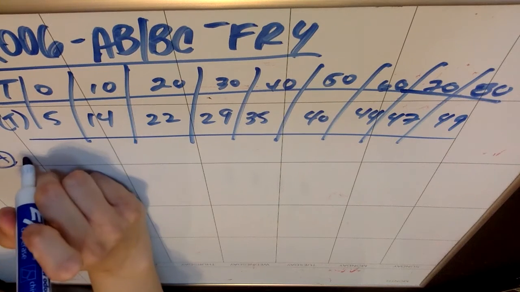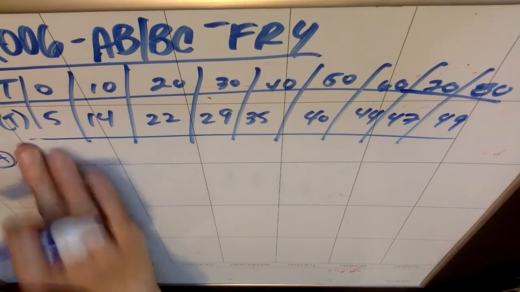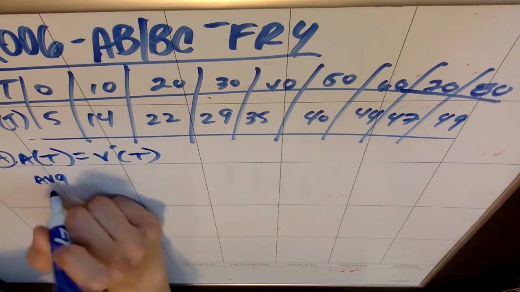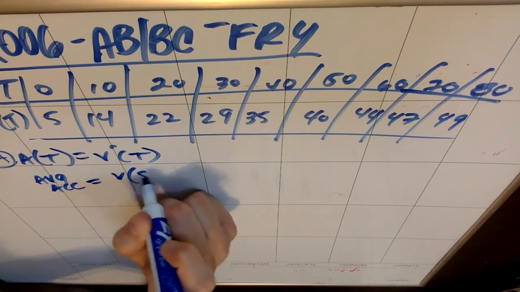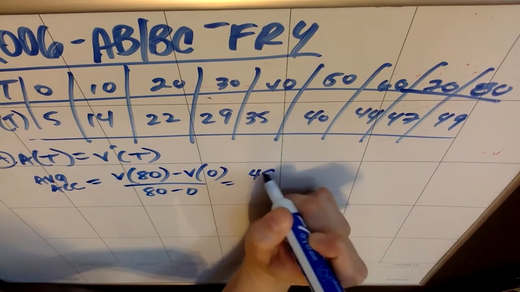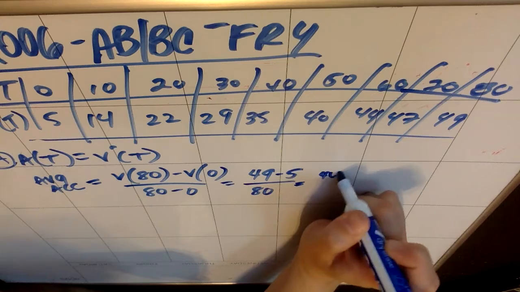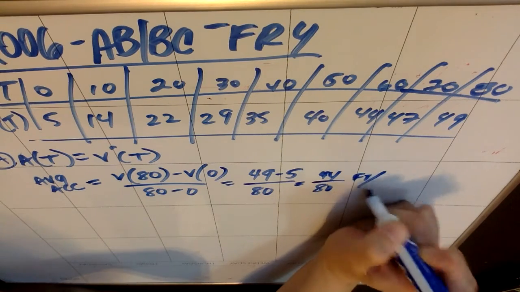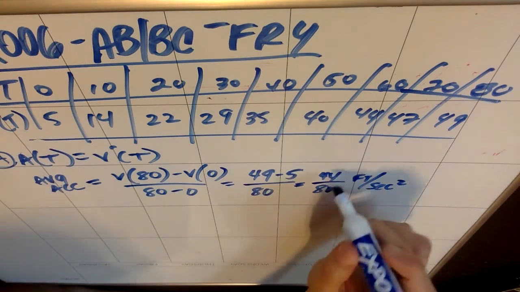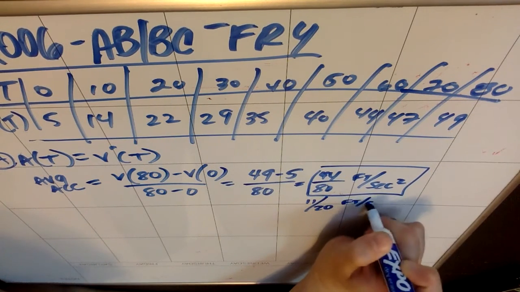So for my part A, my average acceleration, A of t is v prime of t. So if you want average acceleration, it's just going to be v of 80 minus v of 0 over 80 minus 0, which is 49 minus 5 over 80. So you're going to get 44 over 80 in feet per second squared, because your velocity was feet per second over another second, which is feet per second squared. That's great. If you want to leave it as 44 over 80, that's totally fine. If you want to make it 11 over 20 in feet per second squared, that's also fine.